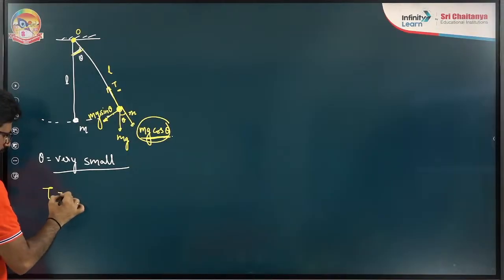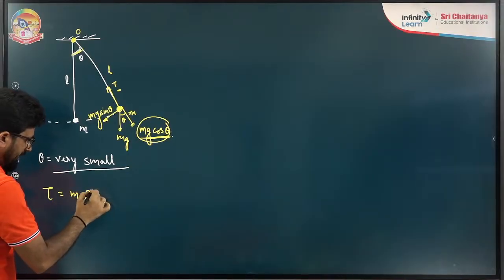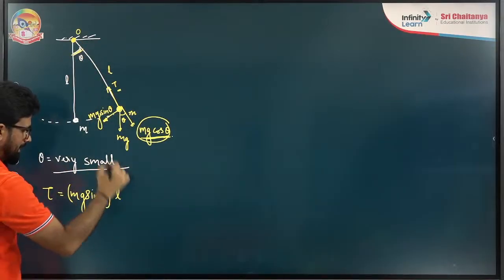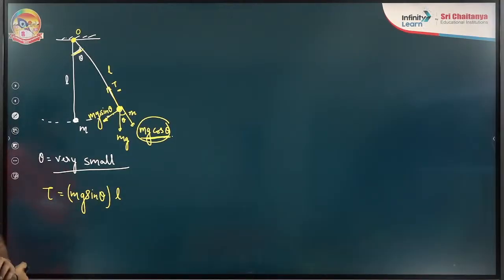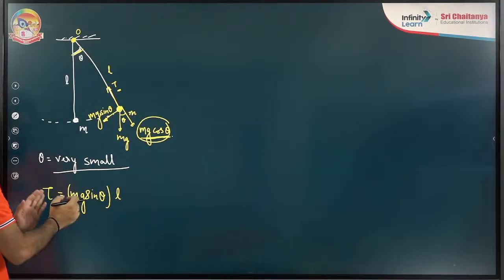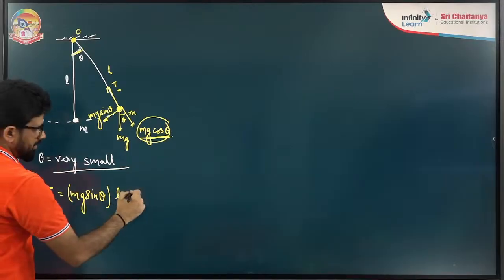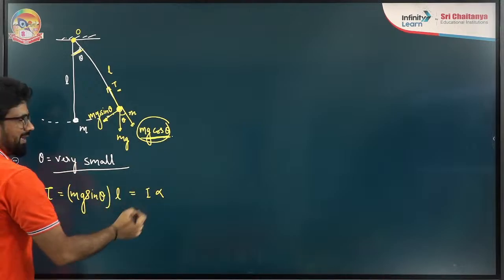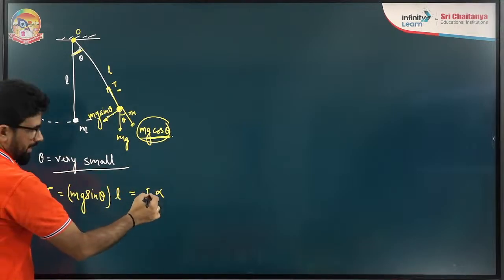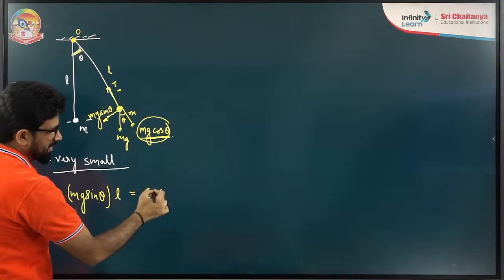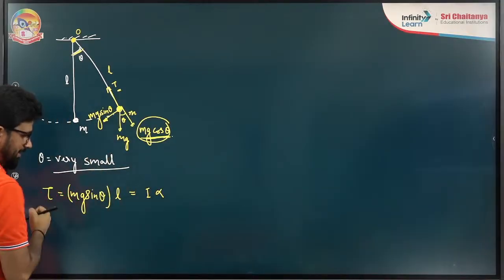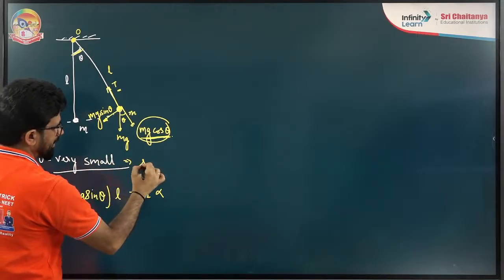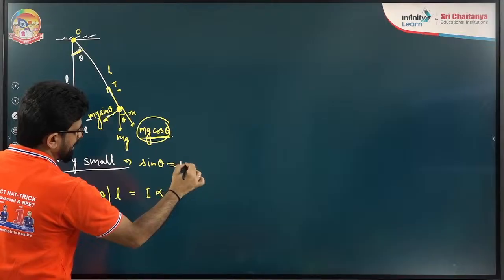So you can say torque is equal to mg sin theta, and the length here is L. This is the torque, and definitely it is a restoring torque. We can say that is equal to I into alpha. I is the moment of inertia. Alpha is the angular acceleration. And we know theta is very small. So for a very small theta, sin theta is approximately equal to theta.